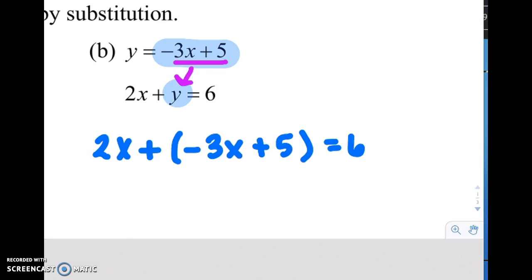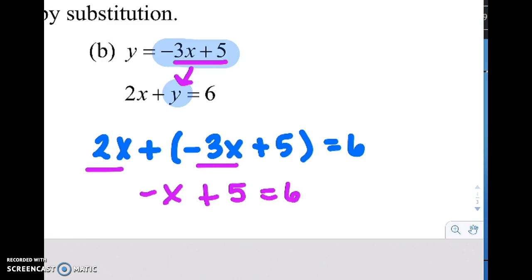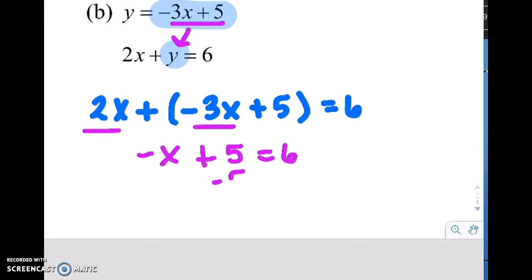2x plus, and I just put it in parentheses so that we didn't lose our negative, negative 3x plus 5 equals 6. And so we're going to go ahead and solve. There's no number out here to be distributed, so we could just combine our like terms. 2x and negative 3x is negative x. Plus 5 equals 6. Subtract your 5 on both sides.